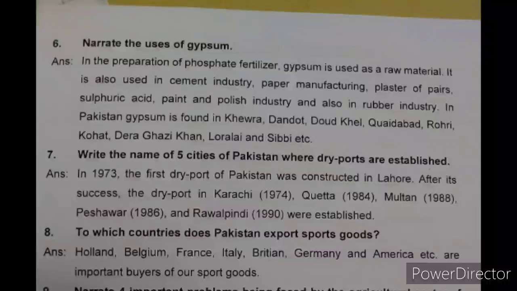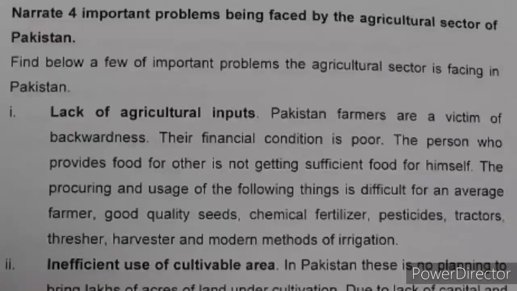So you can write their names and also the years when they were established, and to which countries Pakistan exports sports goods. Pakistan exports its sports goods to Holland, Belgium, France, Italy, Britain, Germany, and America, and they are the important buyers of our sports goods. Question number 9 is, narrate the 4 important problems being faced by the agricultural sector of Pakistan.